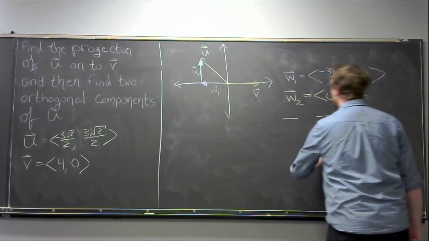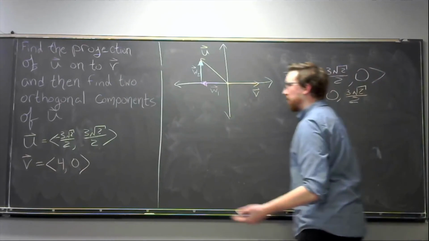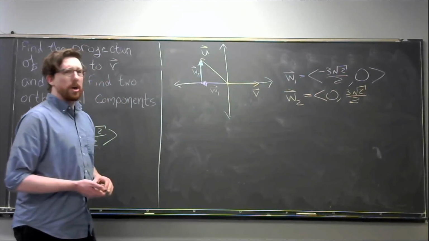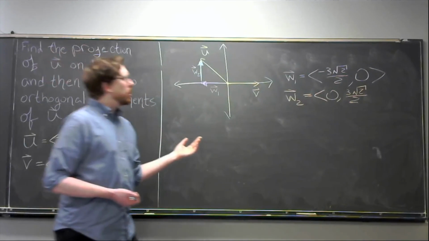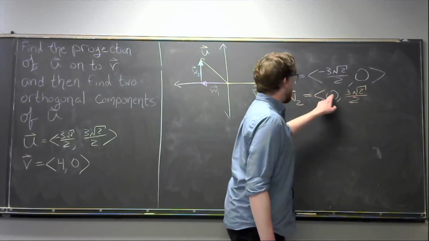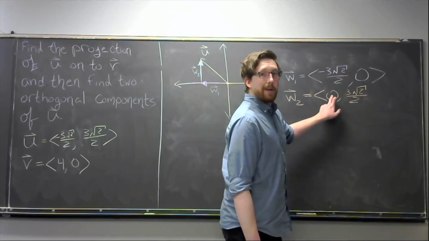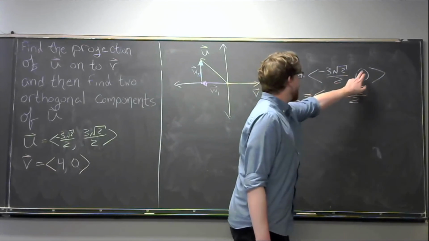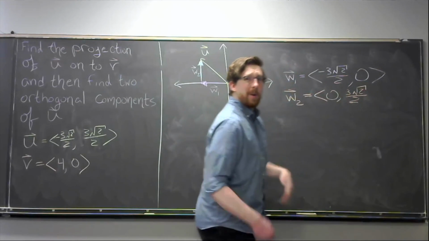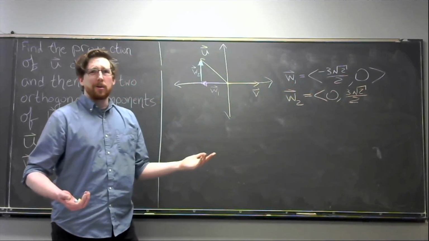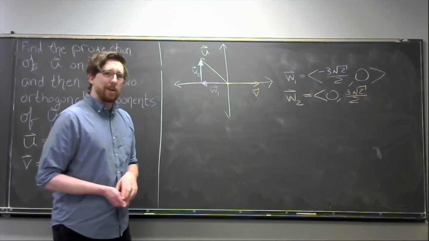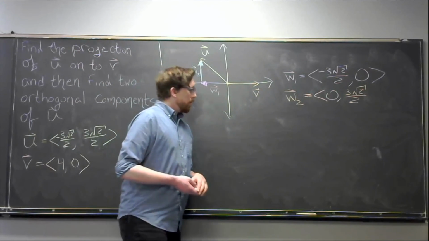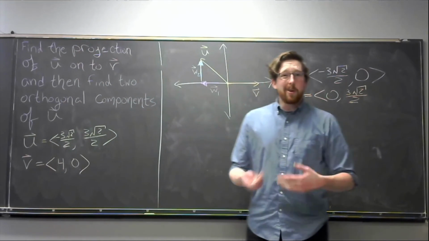And if we wanted to check, we could check to see if these two vectors are orthogonal to each other. Which, hey, they definitely are, right? Because we have a 0 in the x component of W2, and we have a 0 in the y component of W1. So it just comes out to be 0 plus 0. So the dot product is 0. So they're definitely orthogonal. Really, this is all we're going to be doing here.